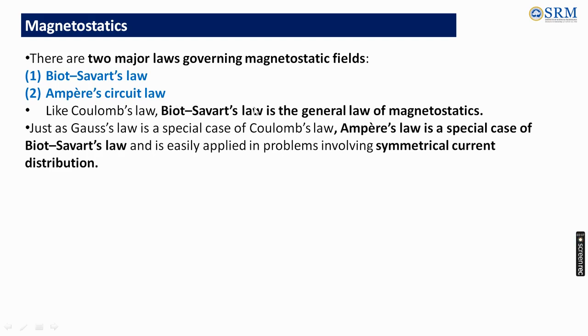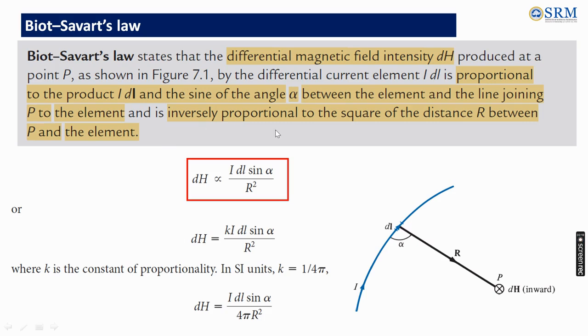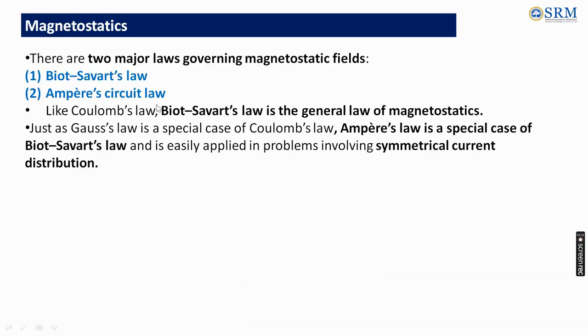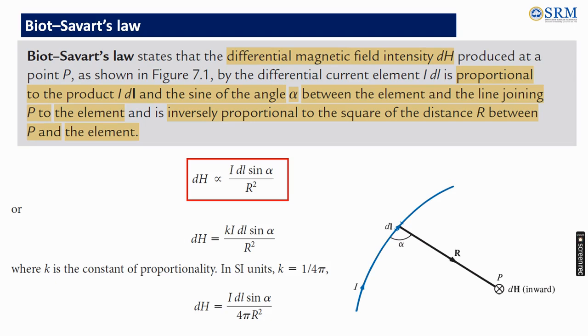We already know that Coulomb's law is the general law of electrostatics. Similarly, Biot-Savart law is the general law for magnetostatics. Just like Gauss's law is the special case of Coulomb's law, Ampere's law is the special case of Biot-Savart law, and we can go for Ampere's law whenever there is a symmetrical current distribution. Let us see the Biot-Savart law in detail in this session.